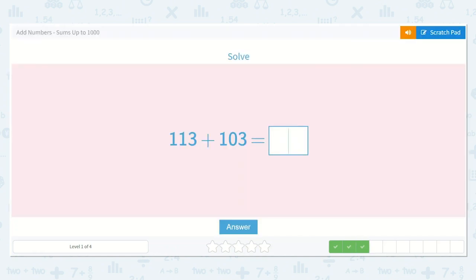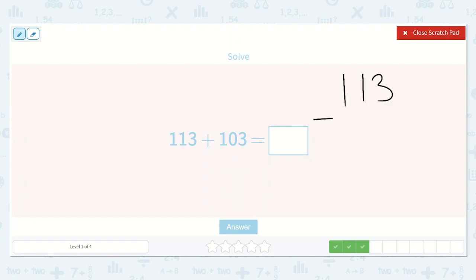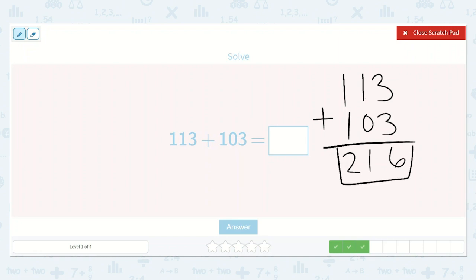All right, let's work on the next problem. 113 plus 103. Well, I can see here that 3 plus 3 is one of my doubles, which is 6. And I don't feel like I need to draw a picture for this one because I know right now I'm combining my ones and it was not greater than 10, so I do not need to create a new 10. So 3 plus 3 is 6, and 1 plus 0, or 1 plus nothing, is 1. And then 1 plus 1 is 2. So my answer is 216.